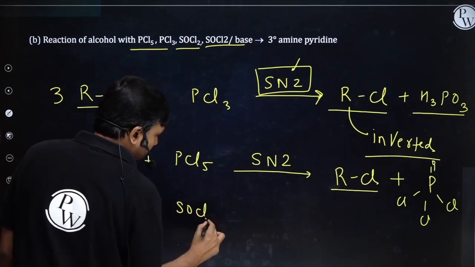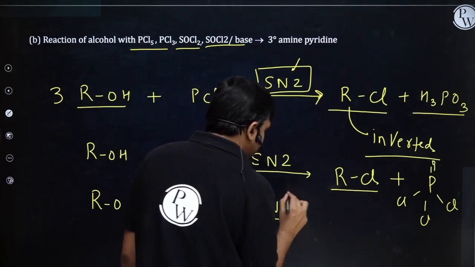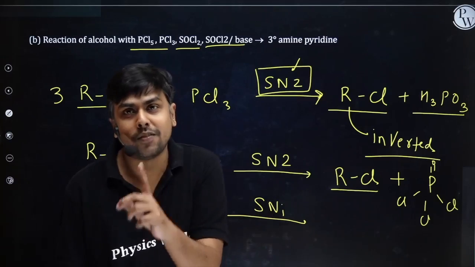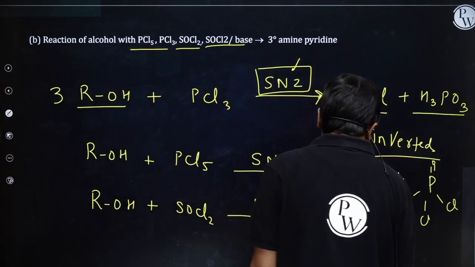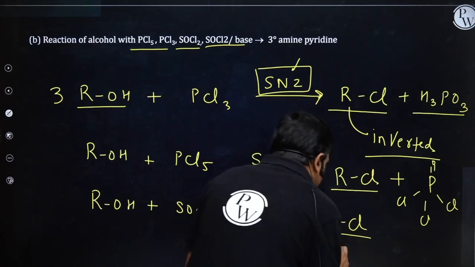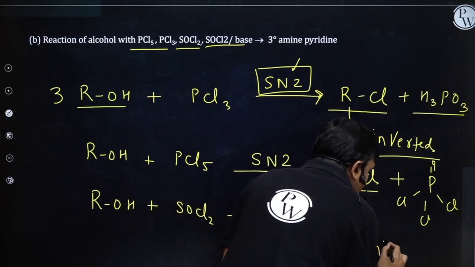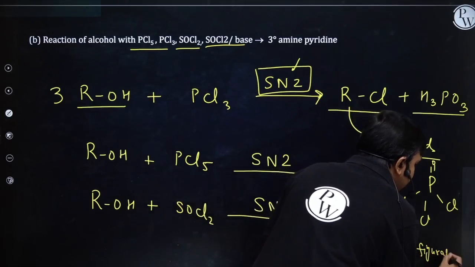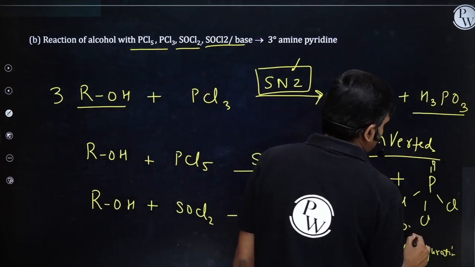SOCl2. Here the reaction occurs via SNi pathway, intramolecular nucleophilic substitution reaction. The product which we get once again is alkyl chloride. Here, if I talk about the stereochemistry of this particular reaction, retention occurs. Retention in configuration. Am I clear? And the second product is SO2 plus HCl.